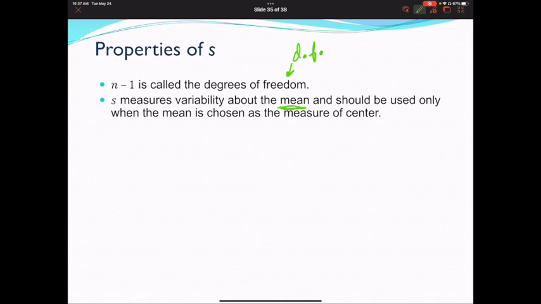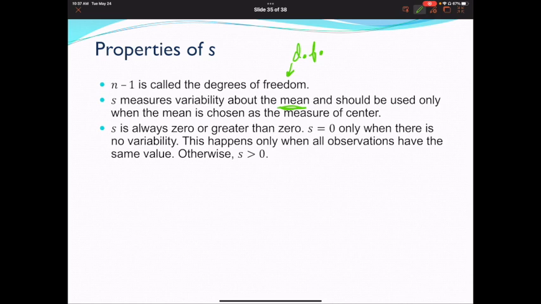S is always 0 or greater than 0. So our standard deviation is 0 or positive. We can never have a negative standard deviation. And it's important to note that our standard deviation is only 0 when there's no variability. So let's say everybody took a quiz and got 100%. Good for you guys, but there's no variation, i.e., all observations have the same value.